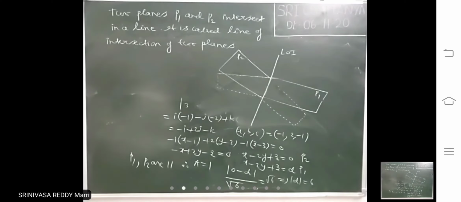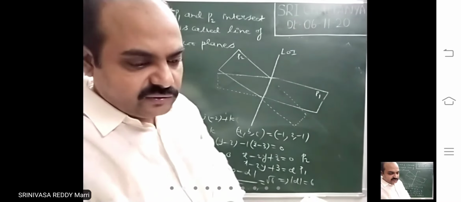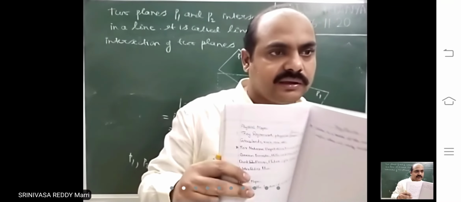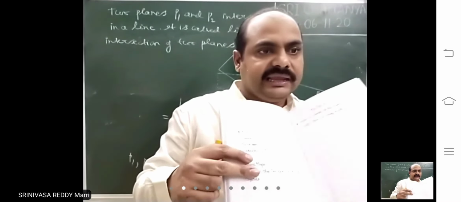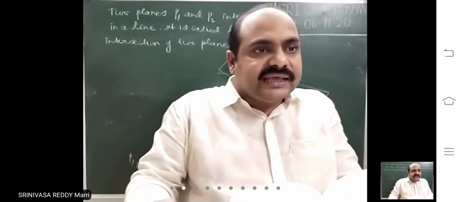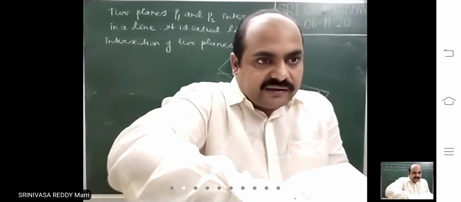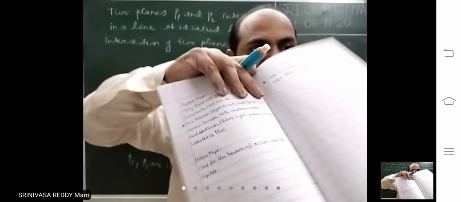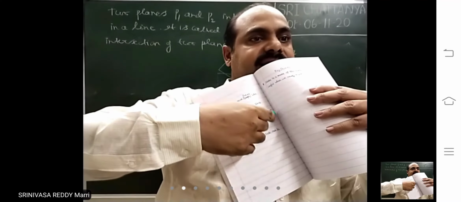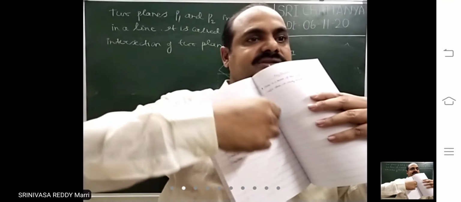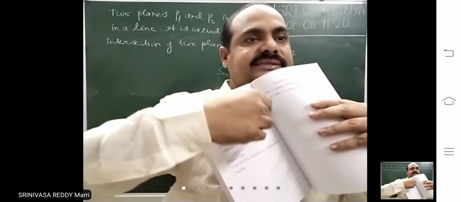I will show you. Take your notebook. Two papers are there like this. One paper is one plane. They are intersecting, and where they intersect, this line is there. This is called the line of intersection.